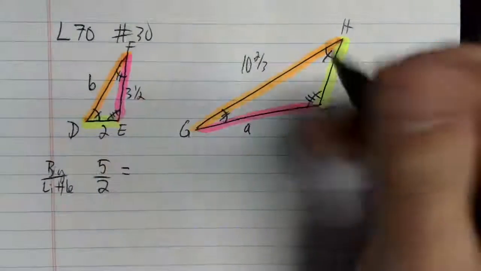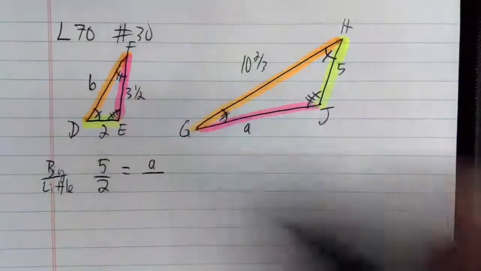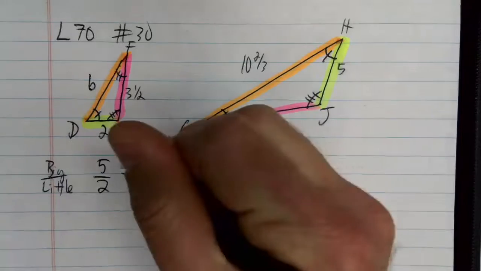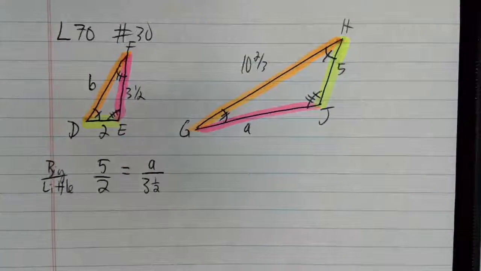A over 2? No. A over 3.5. Yes. 3.5. You're good. It's important to make sure you get that right.